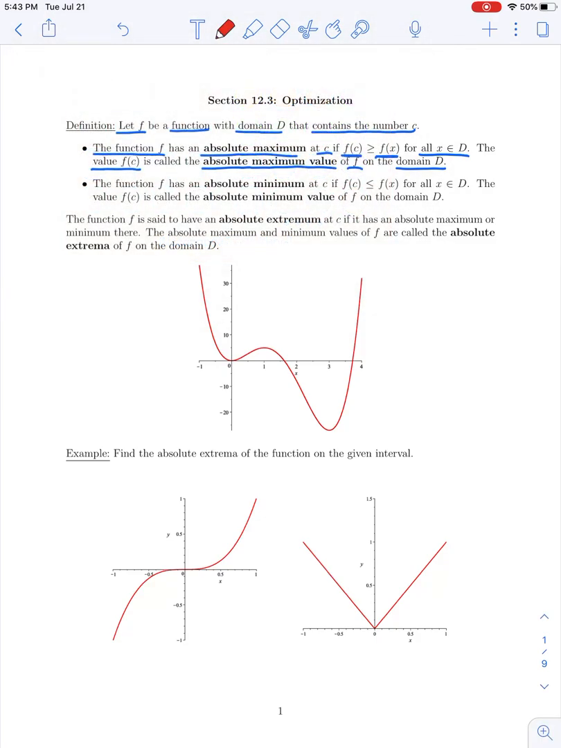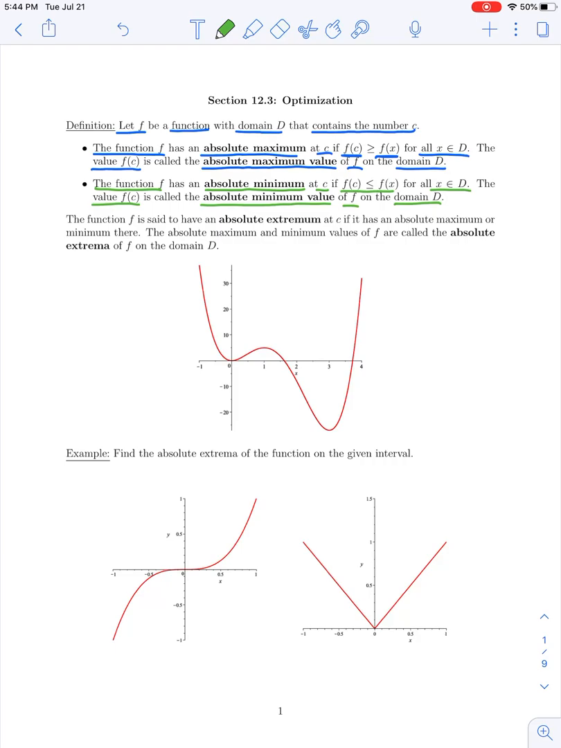Now similarly, we can define the absolute minimum of a function. So we would say a function f has an absolute minimum at c if f of c is less than or equal to f of x for all x in the domain of the function. So that is, if the function takes its smallest value over the entire domain at c, the function has an absolute minimum at c, and the value of the function at c, that is f of c, is called the absolute minimum value of the function f on the domain D.